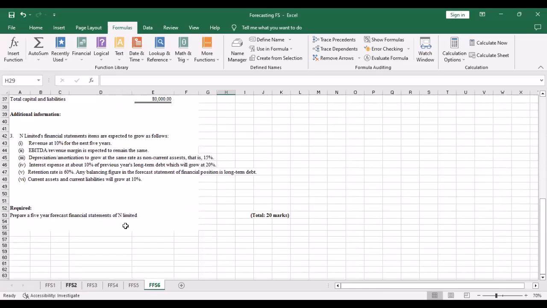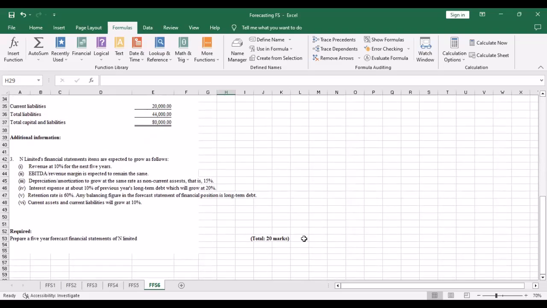Actually, it's done by percentage. So this one can be related to what we learned on the theoretical part. This one is expert given. You have already been given the values. So unlimited financial statement items are expected to grow as follows: revenue at 10% for the next 5 years.